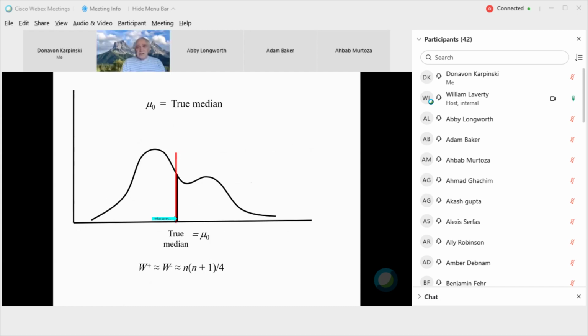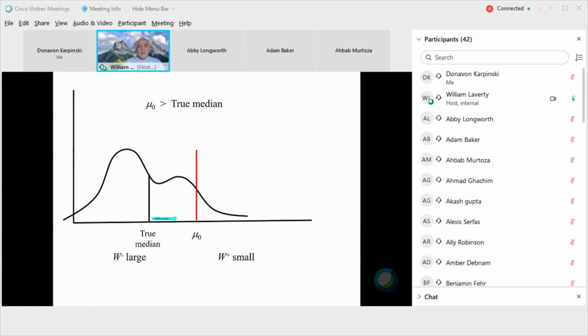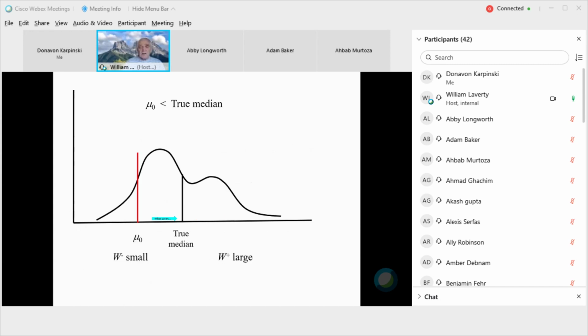So there's the case when the null hypothesis is true, true median is mu naught, then W plus and W negative should be approximately n times n plus 1 over 4. If the true median is less than mu naught, then most of the observations will be negative, so W negative will be large, W plus will be small. If it's the other way around, W plus will be large, W negative will be small.